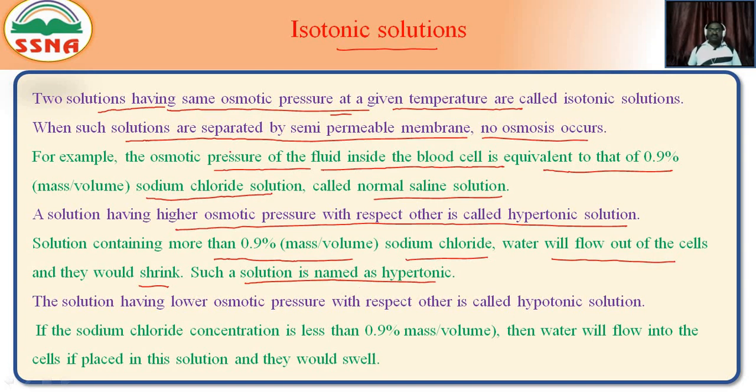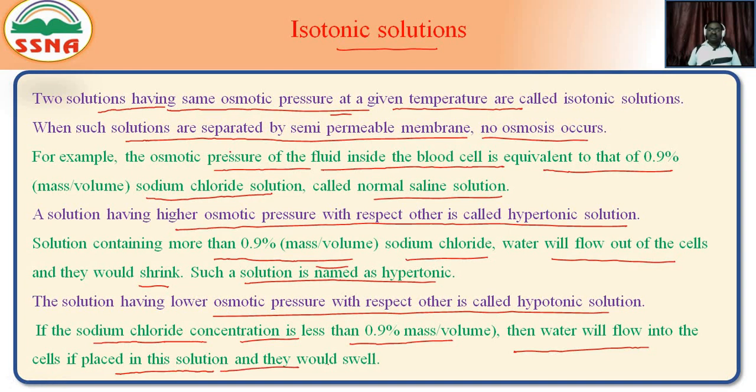A solution having lower osmotic pressure with respect to the other is called a hypotonic solution. For example, if the sodium chloride concentration is less than 0.9%, then water will flow into the cells placed in this solution and they would swell. This is an example of a hypotonic solution.